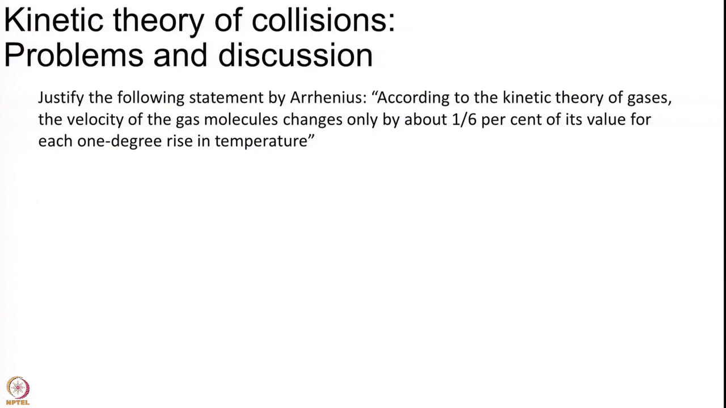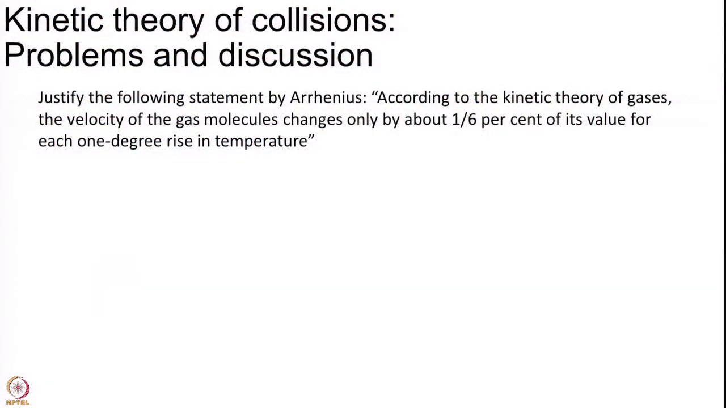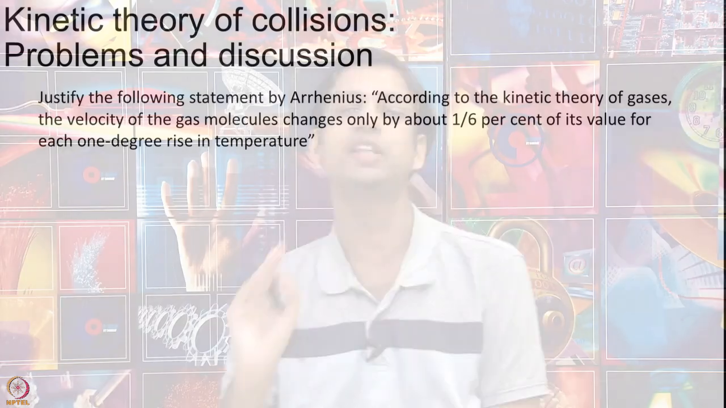Let us start with an easy one. If you go back several modules, I had read a statement from Arrhenius. According to kinetic theory of gases, which is what we are discussing now, the velocity of the gas molecules changes only by about 1/6% of its value for each 1 degree rise in temperature. So, now actually we are in a position to test whether Arrhenius was right or not. Maybe he was bluffing, but we have equations now. We will put Arrhenius to the acid test.